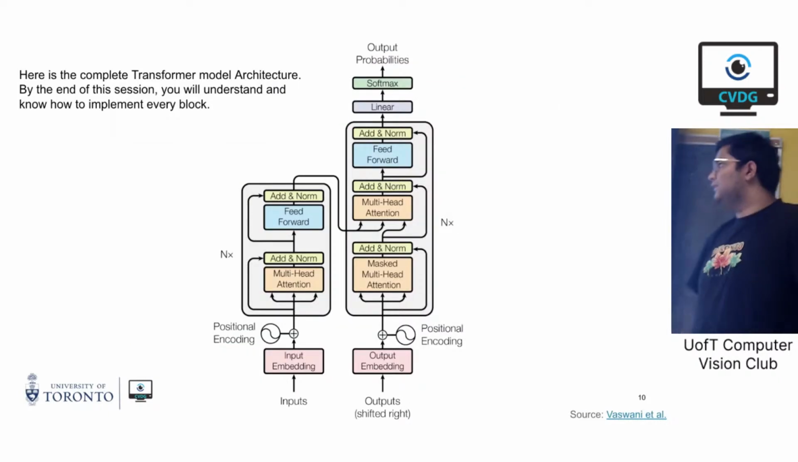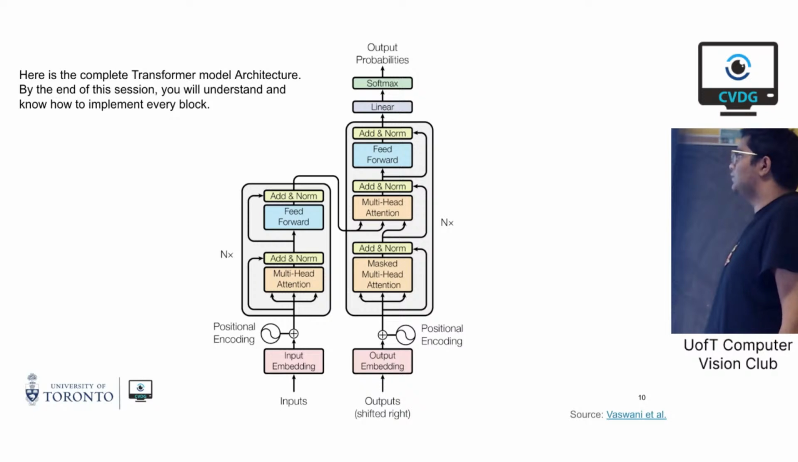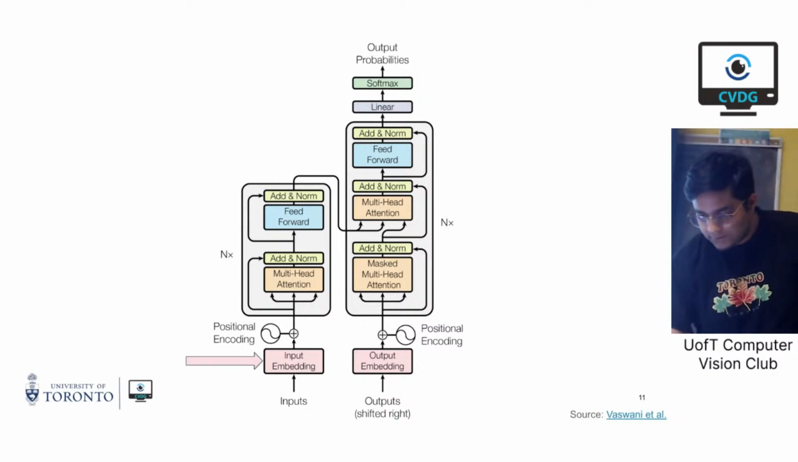So this is basically the entire transformer architecture in a nutshell. By the end of this session, we hope that you will be able to understand and implement every block of this architecture. Now, starting with the input embedding block.